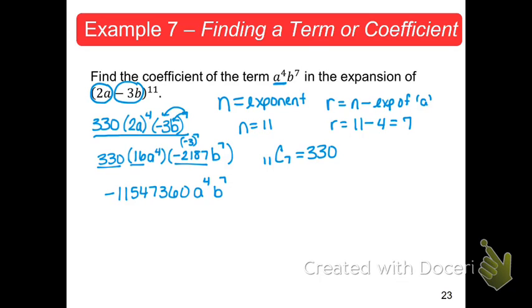And we can look up in our problem. It said we wanted the coefficient of a to the 4th, b to the 7th. I've got that. I also know I'm in the right spot because 4 plus 7 is the 11 that was in the original problem. That is a big coefficient. But all we're looking for is the coefficient, so all I need is that right there. So how did we get the 11 million? We took the 330 times 16 times negative 2,187. How did you get the 330? That was that 11C7. That we could either use a calculator or you can use the factorial equation.